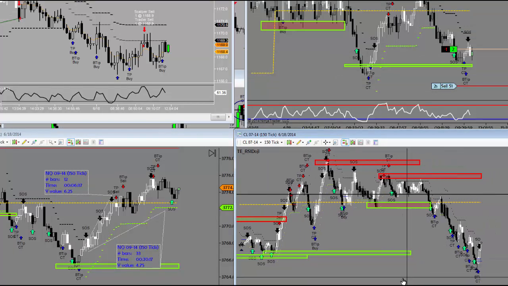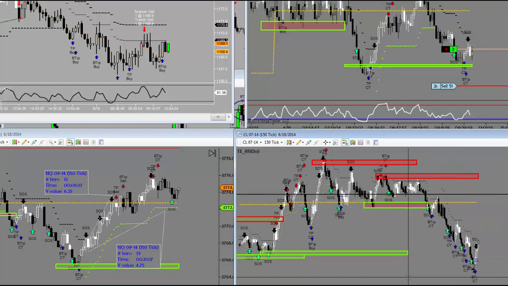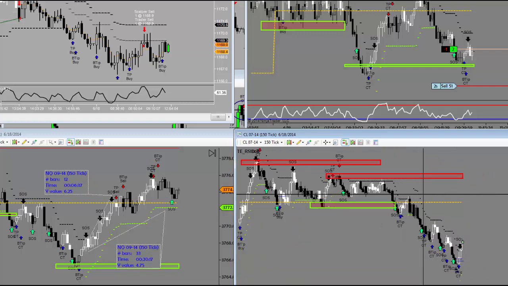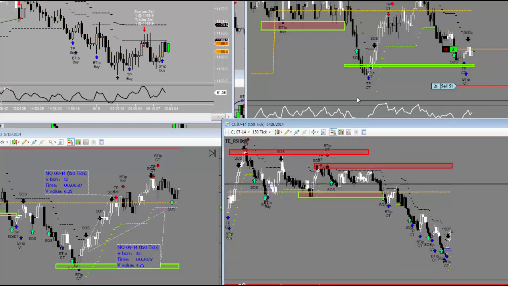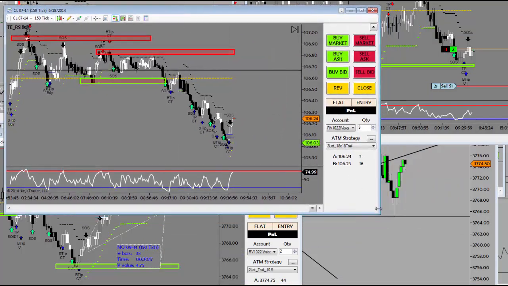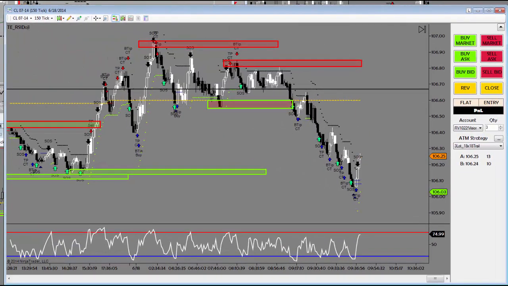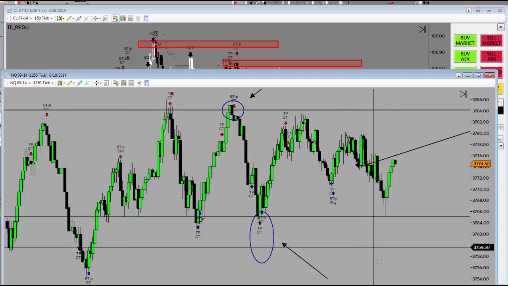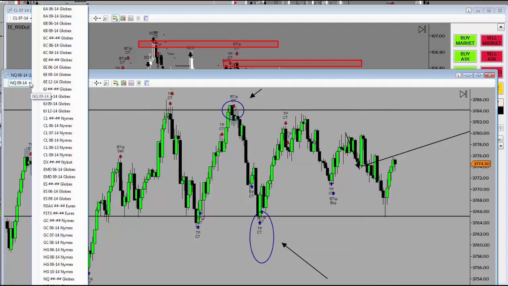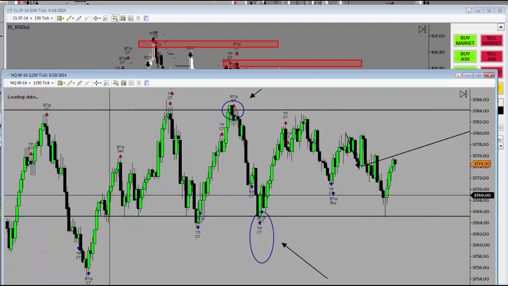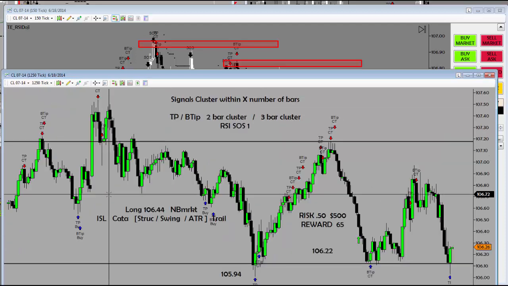All right, there's crude oil down into our key price point. Now let's see if we get a buy signal down here. Crude oil 150 tick chart. Okay, here's crude. Yeah, we'll look at 07. I think it rolls Thursday.